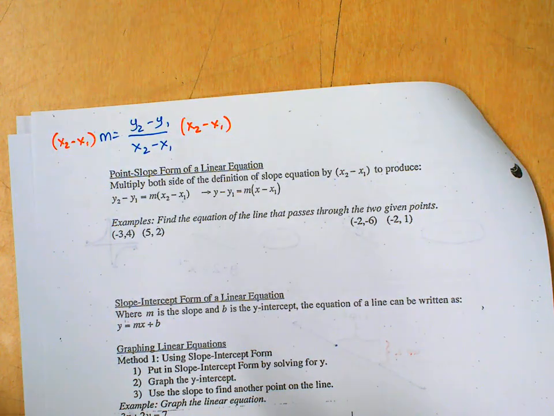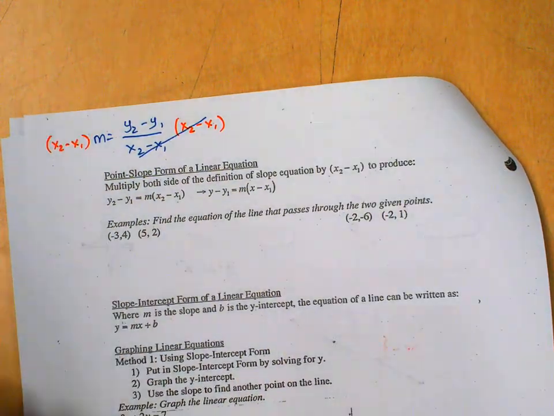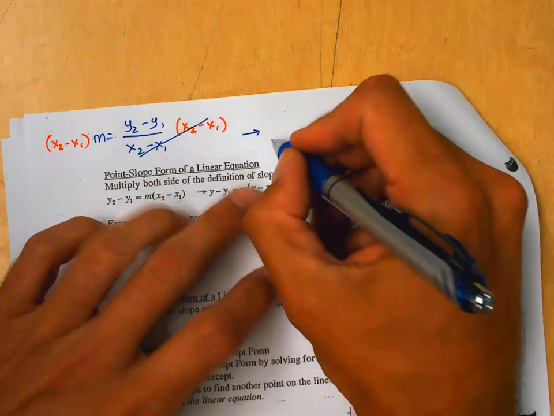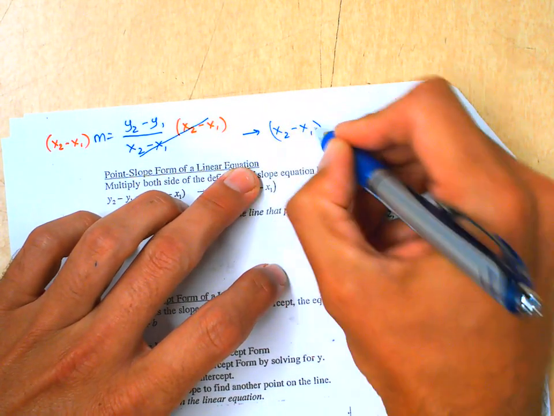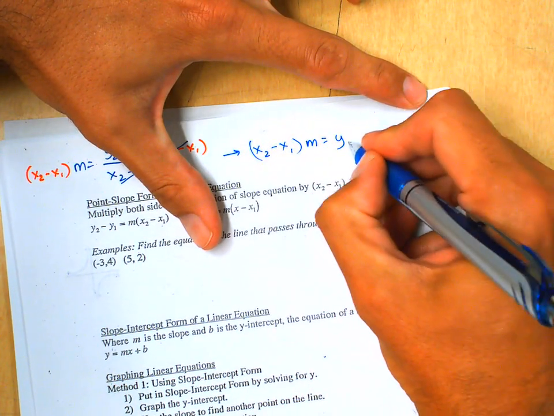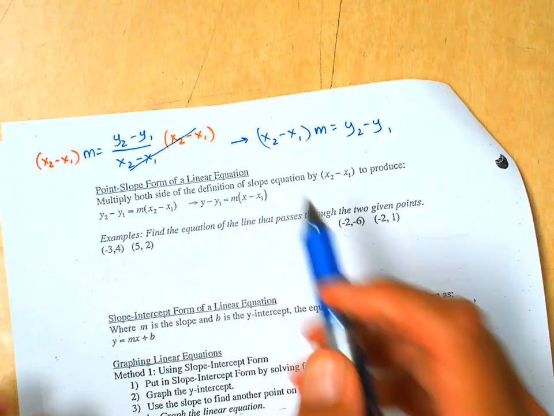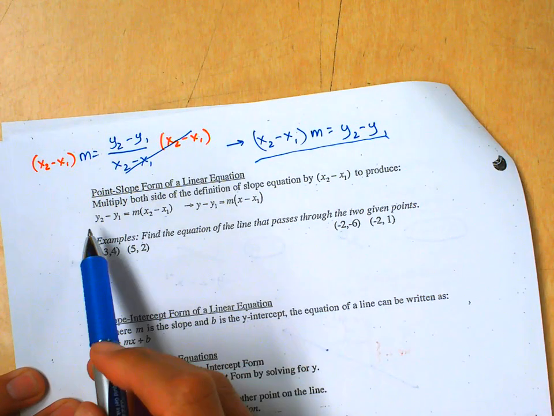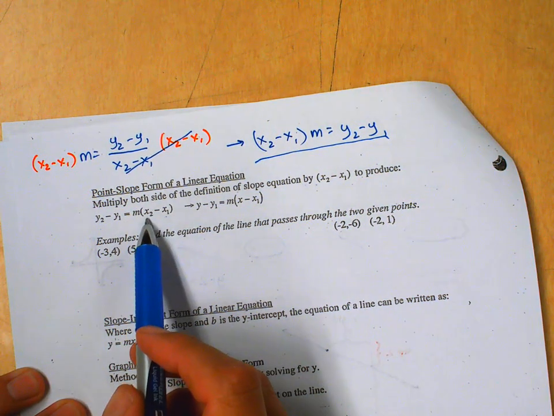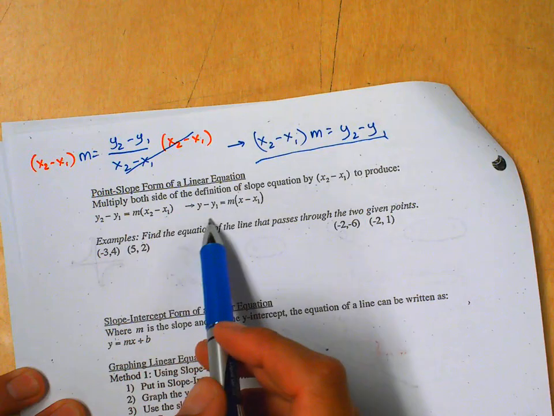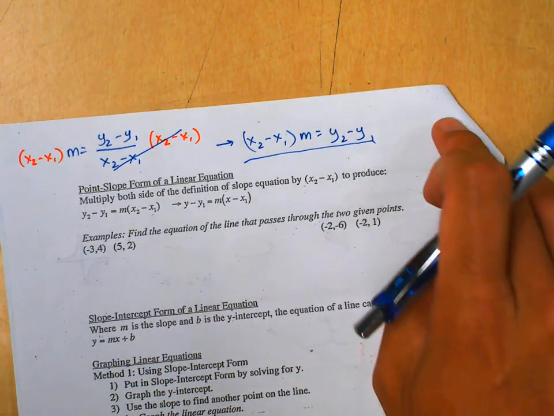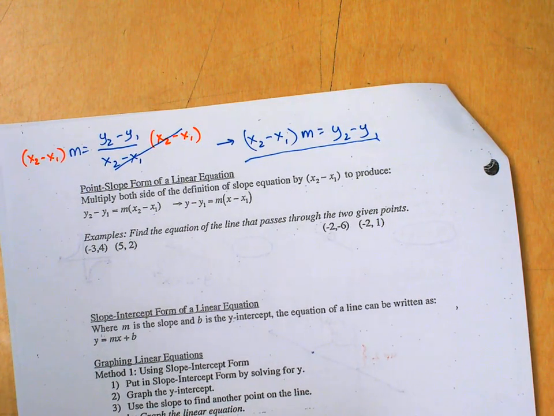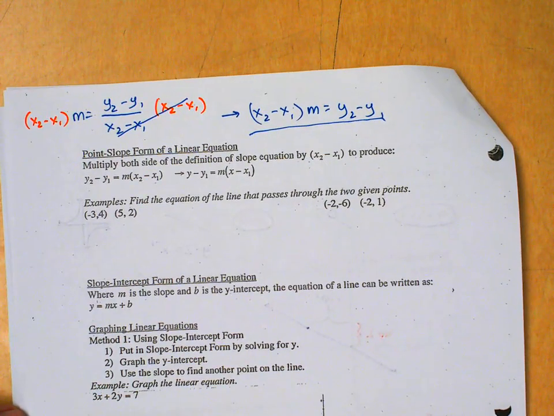Okay. And so you can see right here, these cancel out, and you end up with x2 minus x1 times m equals y2 minus y1. And there's your point slope formula. Look, y minus y1 equals m times x minus x1 right here. It's just written the other way around. Okay. So maybe more than you ever wanted to know, but that's kind of where it comes from.